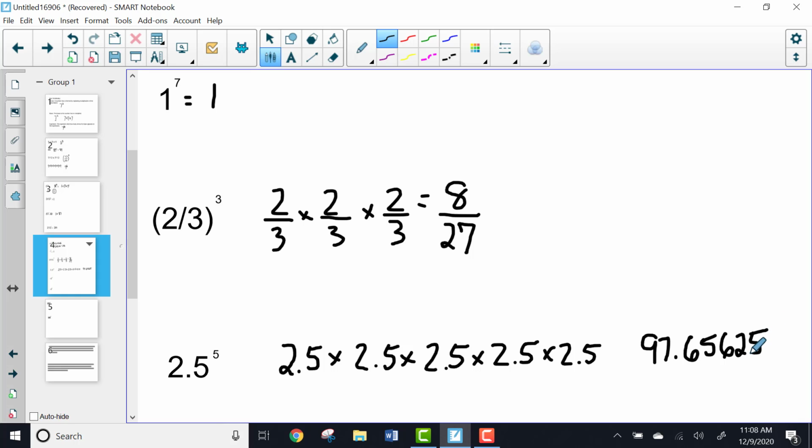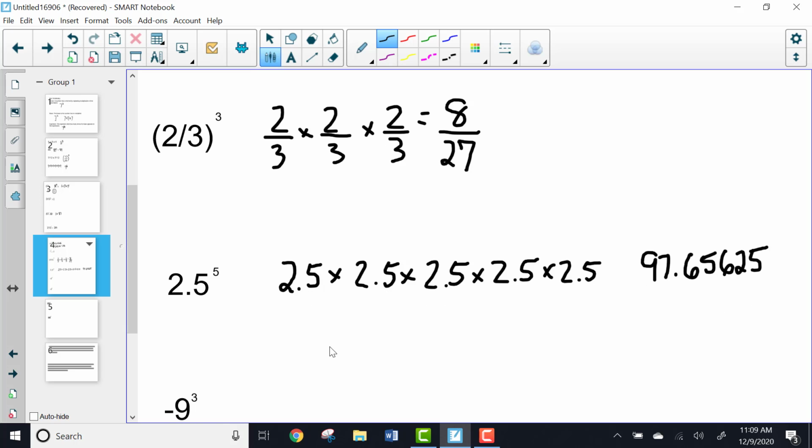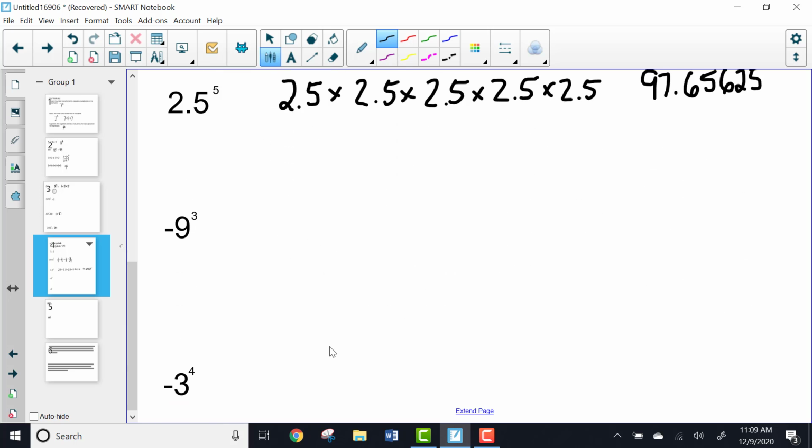So it's 97 and 65,625 hundred thousandths. Whenever you're multiplying by a decimal, please make sure you understand that however many digits are to the right of the decimal in your problem, that's how many digits are to the right of the decimal for your answer. And we talked about that in the last chapter.